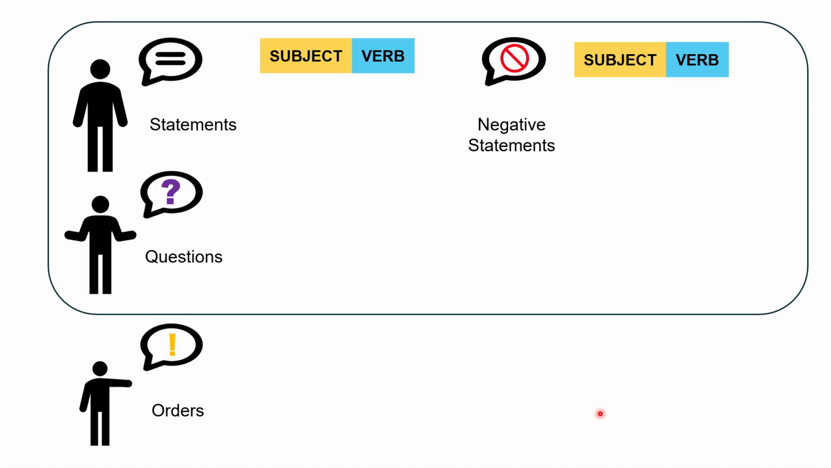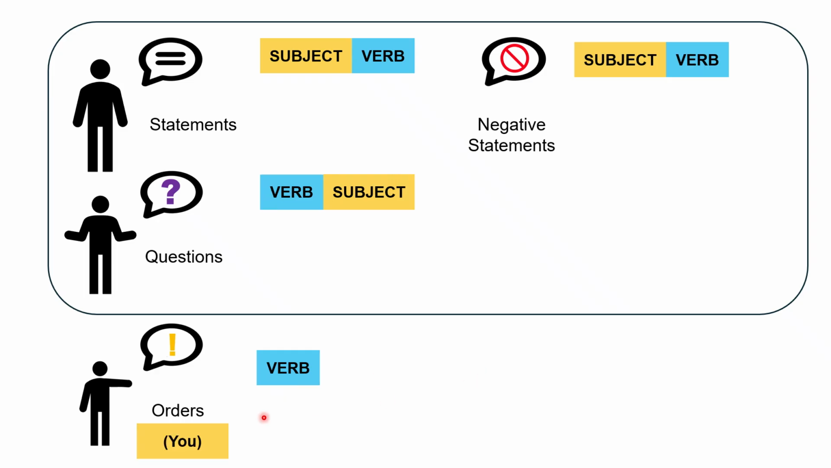Statements or negative statements always have the subject first, then the verb. Questions always have a verb first, then the subject. Again, we're not really doing orders much. Orders just start with a verb. There is a subject, it's always you. We don't say it. Let's talk about how to make these sentences.